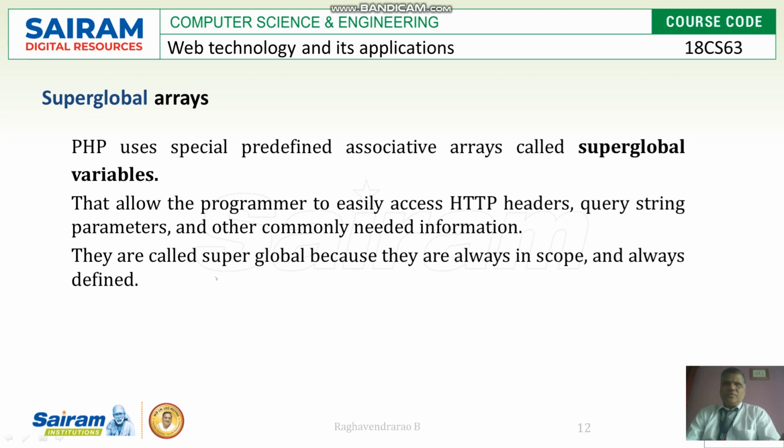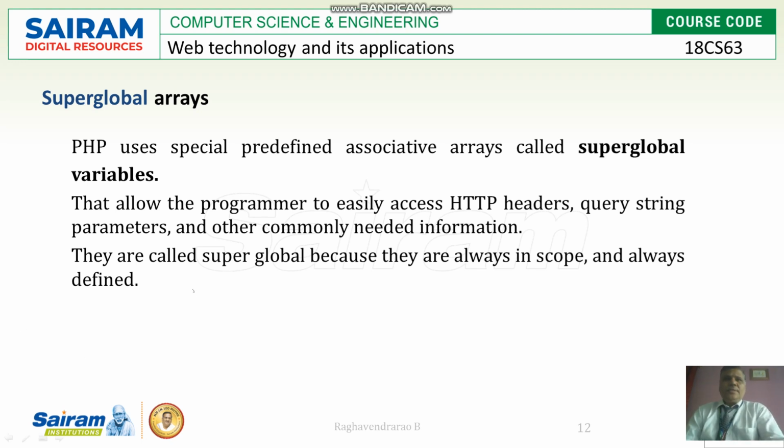Superglobal arrays. What do we mean by superglobal arrays? It is a special predefined associative array called superglobal variables that allows the programmer to easily access HTTP headers, query string parameters, and many other network functionalities. That is the HTTP format, whatever is there, you can access those things. For that there are many global variables present. We will discuss those things. Okay.